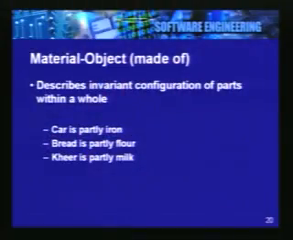Another example is material-object, made of, it describes invariant configuration of parts within a whole. Car is partly iron, it's invariant because you cannot take out iron from the car. Bread is partly flour, you cannot take out flour from the bread. Kheer is partly milk, if you take out milk from the kheer, kheer is no more kheer. So this is the material-object, made-of relation.